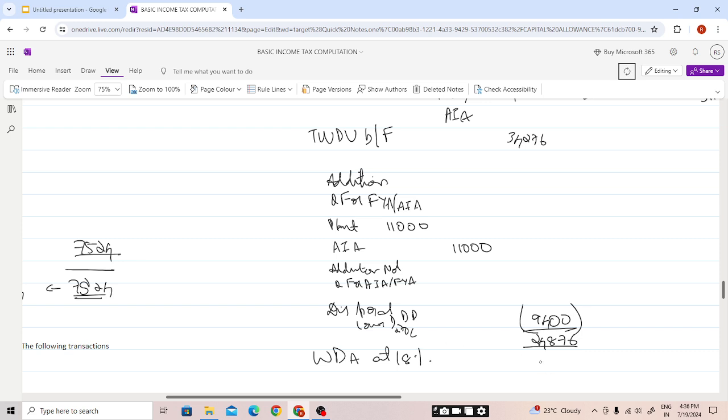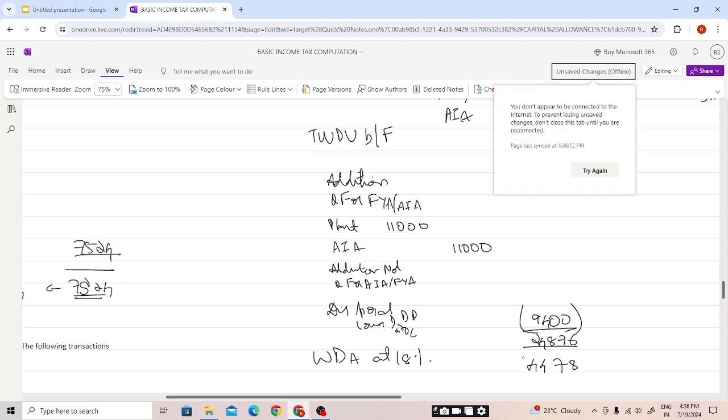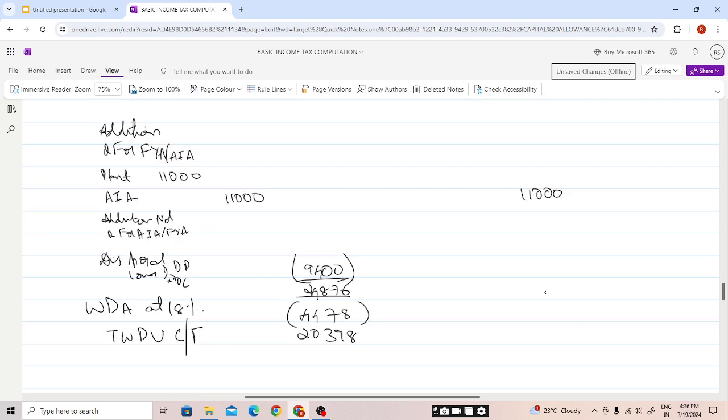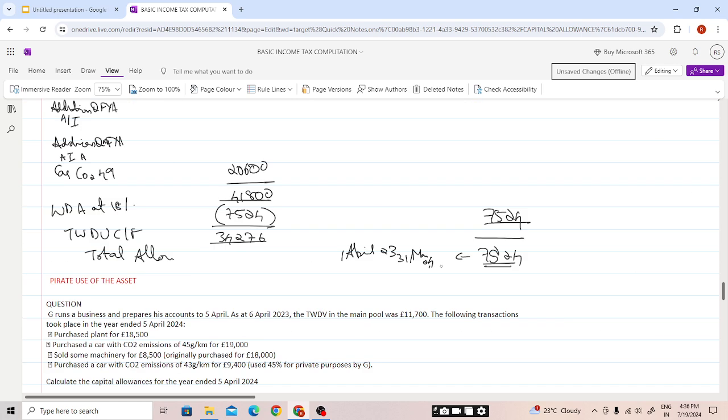The accounting period is the same 12 months. No need for short or long accounting period adjustment. So it will be 4,478 students. So this will give rise to the tax written down value carry forward of 20,398. Excuse me, the written down value is 4,780 and students the total allowance will be 11,000 plus 4,478, 15,478. I hope by solving this question we are clear with the cars part.